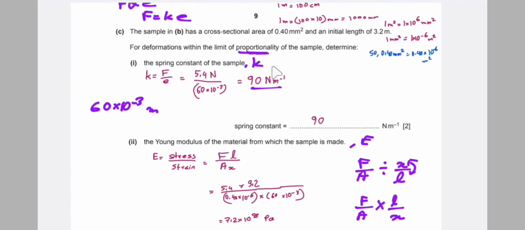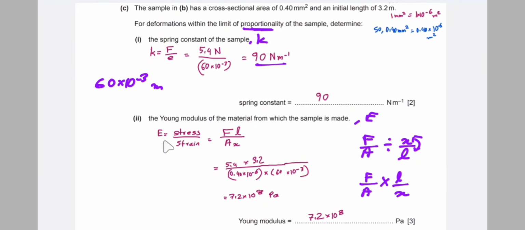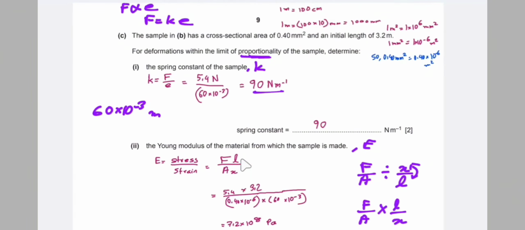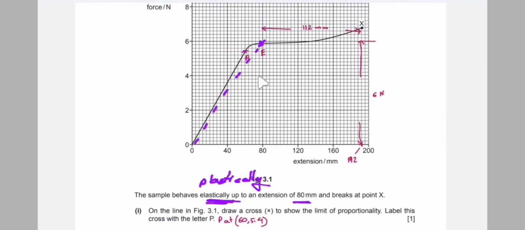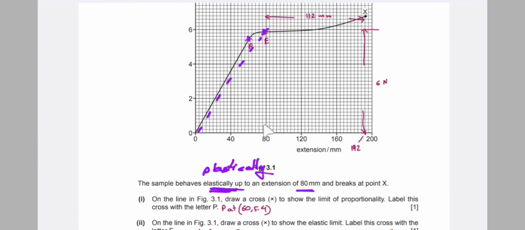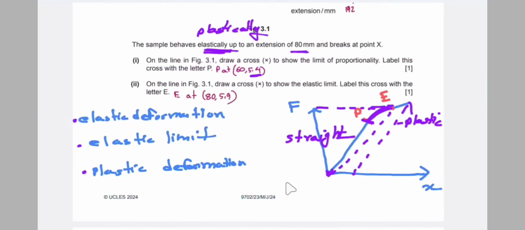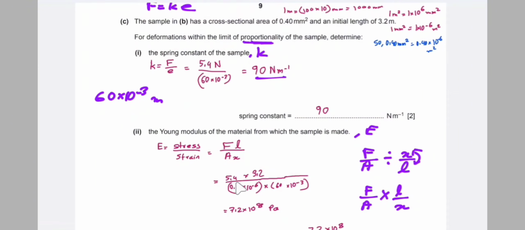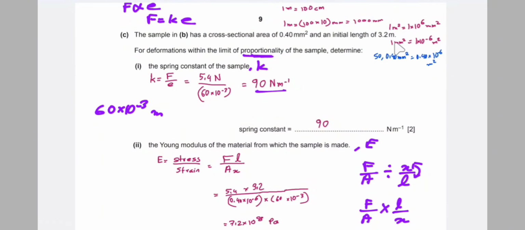Because we have to calculate the values up to the limit of proportionality. So the Young modulus is equal to force, and we know that the force value at this point is 5.4 Newton. So force times original length, the original length is given as 3.2 meter, divided by area.